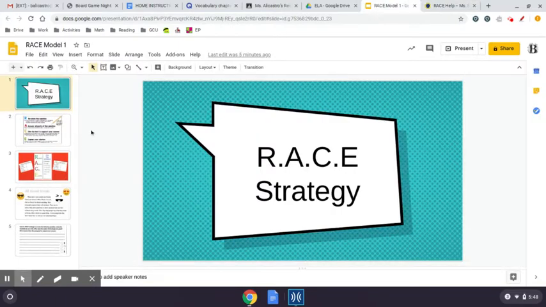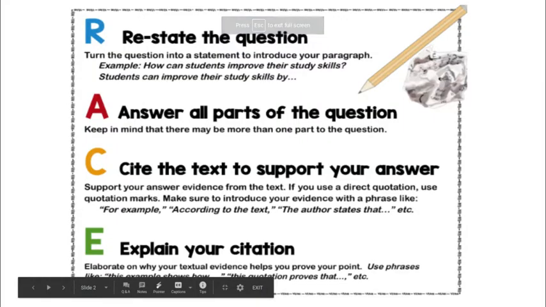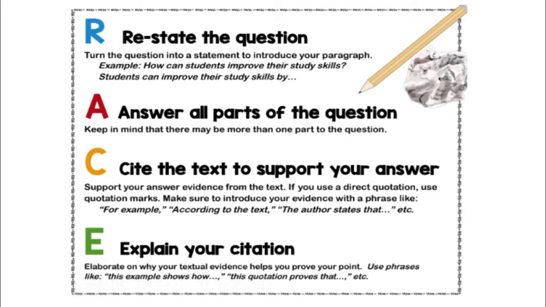But I'm going to show you here as well. So just to start, I'm just going to present this. So we have the RACE strategy. So I just want to review what RACE is. RACE stands for restate, answer, cite, and explain. So when you're restating and answering, that's what we do on a normal basis when we answer an open-ended response type of question. We restate the question that's being asked and we answer all parts of the question. So we're really good at that because you have all been doing that for a very long time now, a few years.